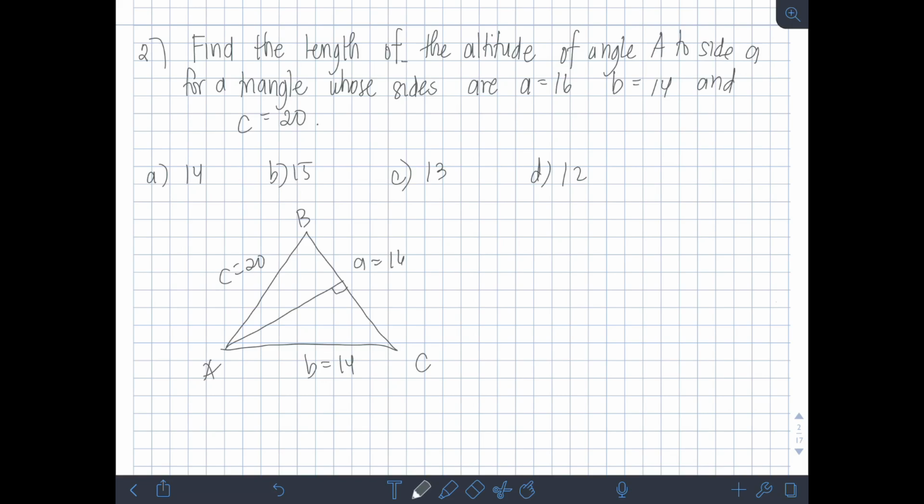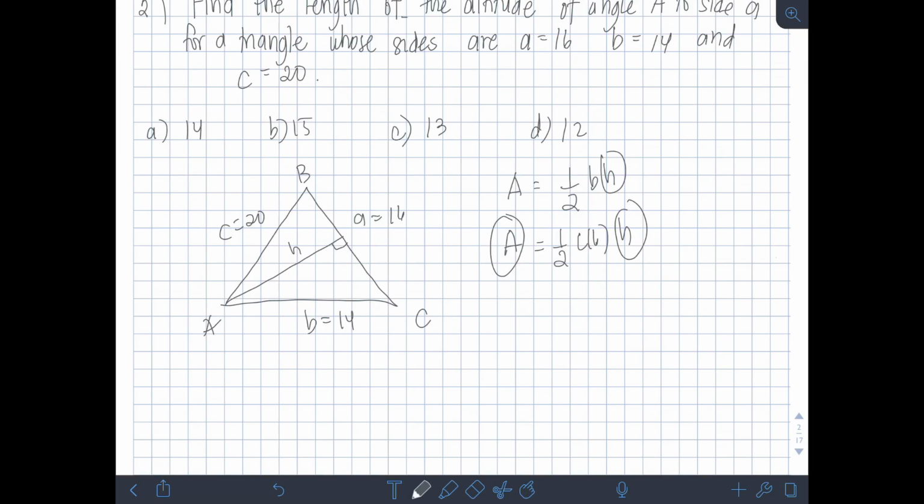Okay, so, pwede natin gamitin yung formula na, di ba, area is equal to 1/2 base times height. So, itong altitude of angle A to side A, let's say H, unknown. So, yung base niya is itong side A, which is 16, so area equals 1/2 times 16 times H. So, masasolve natin tong H kung meron tayong area, right? So, paano natin masasolve yung area given yung 3 sides? So, pwede natin gamitin yung Heron's formula. So, diba yung area using Heron's formula is square root of S times S minus A times S minus B times S minus C, where S is equal to semi-perimeter. So, A plus B plus C over 2.